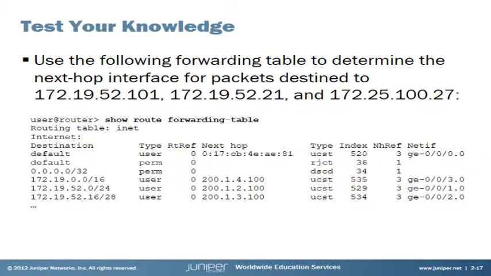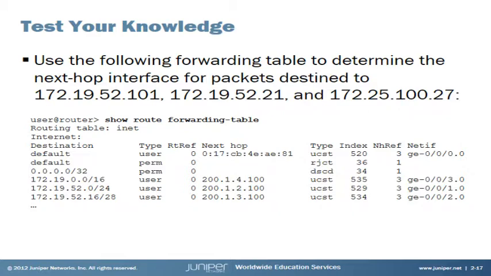The next one, 172.19.52.21, what about that one? That does fall within this block, doesn't it? Yes, it does. It falls in that block. So it's going to go out interface 002. This is called the longest match principle, or the most specific route. Okay, so just go and get interface 02.